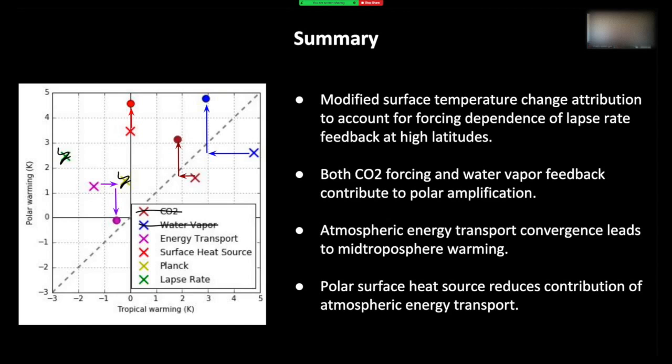So if we want to zoom out and think about what we learn from this different decomposition, one thing we learn is that even though both CO2 forcing and water vapor feedback are stronger in the top of atmosphere sense in the tropics than the high latitudes, they actually contribute to polar amplification because of the presence of convection in the tropics, which brings the warming maximum to the upper atmosphere and cools the surface. And atmospheric energy transport convergence preferentially warms the mid-troposphere, and adding a polar surface heat source reduces the contribution of atmospheric energy transport.